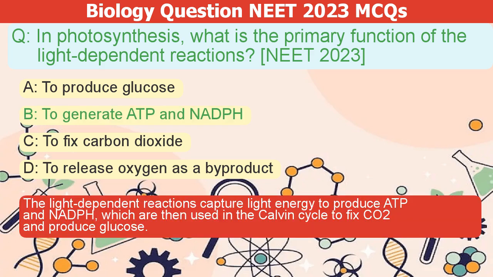The correct answer is B. The light-dependent reactions capture light energy to produce ATP and NADPH, which are then used in the Calvin cycle to fix carbon dioxide and produce glucose.